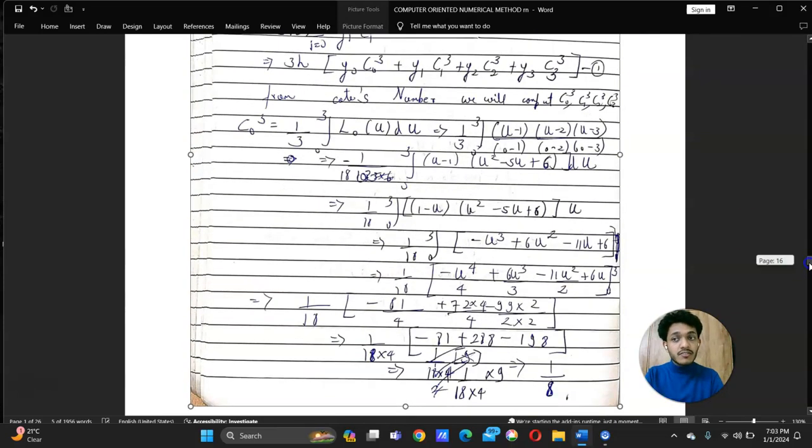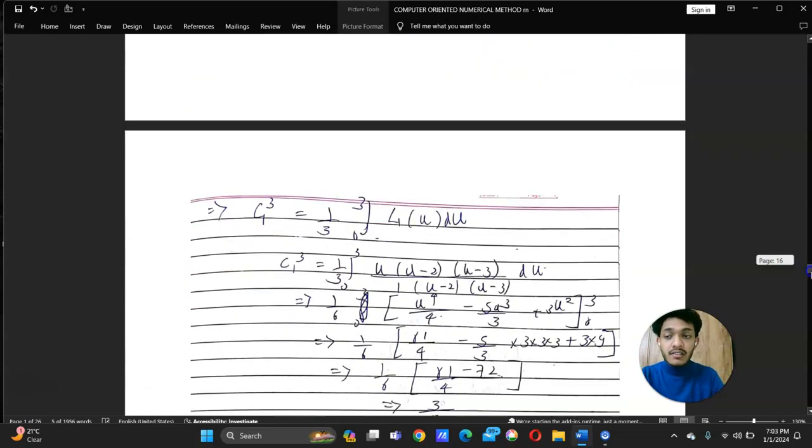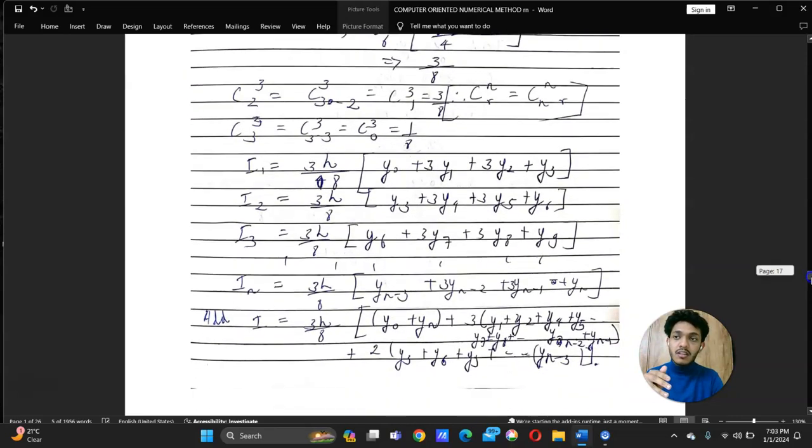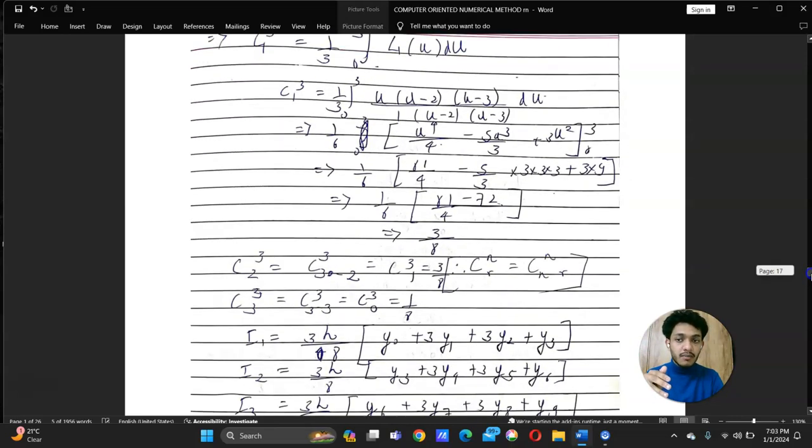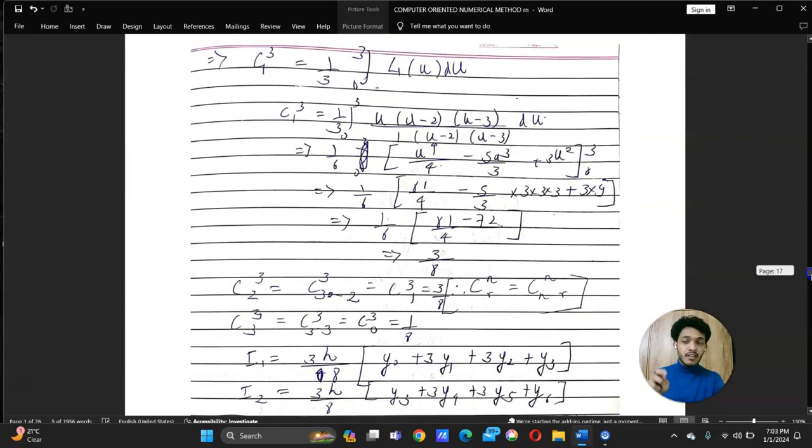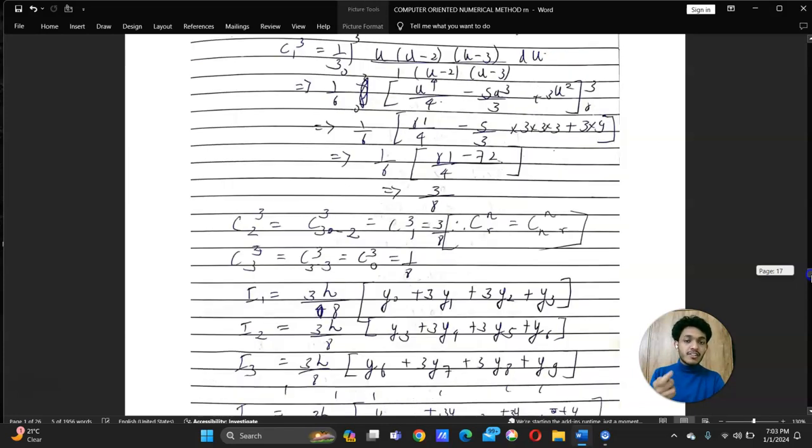Solve it, we get the value of C03 as 1 by 8, and we get the same by substituting the values and then integrating it for the limits. We get the value of C13 as 3 by 8, and we already know C23 equals to C13, that is 3 by 8, and C33 equals to C03, which equals 1 by 8.